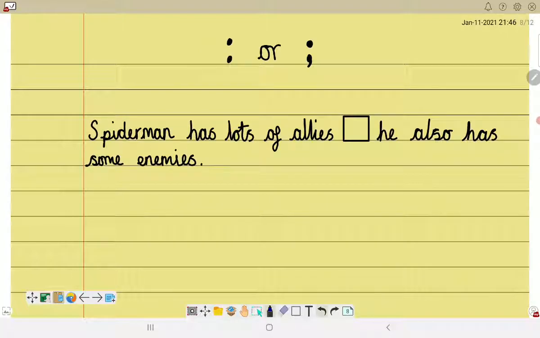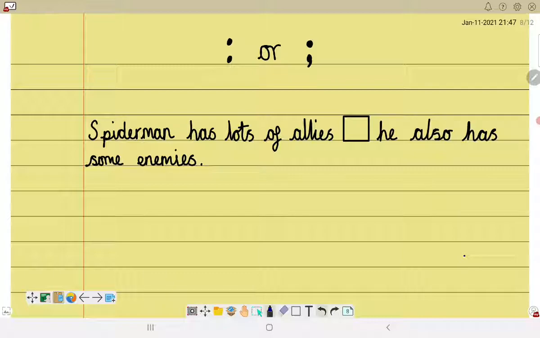Let's look at this sentence now. Pause the video again, read through and see if you think it would be a colon or a semicolon that goes in there. Okay, what do you think? I'm going to read the sentence again with the different options like I did last time. Spider-Man has lots of allies. He also has some enemies. So let's try different things. Spider-Man has lots of allies because he also has some enemies.